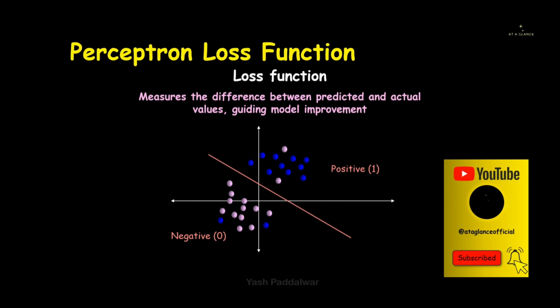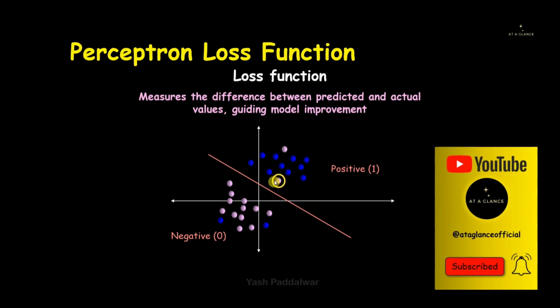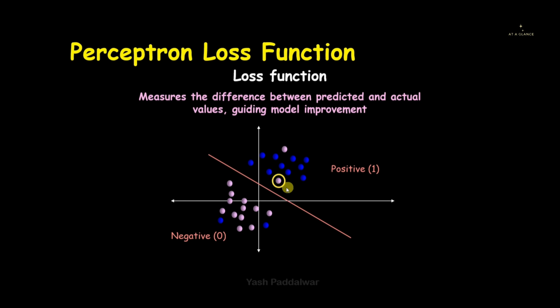Now, considering this classifier, if we consider this particular misclassified point, you can see in the class of blue circles we have got this pink circle. And if we try to calculate the error for this misclassified data point, what exactly will it be? We already have seen the formula for finding the error. It is nothing but the actual value minus the predicted value. Here the actual value is 0 because it should lie in the class of pink circles, and the predicted value is 1 because it has come into the class of blue circles. So the error or the loss will be 0 minus 1, which is minus 1.